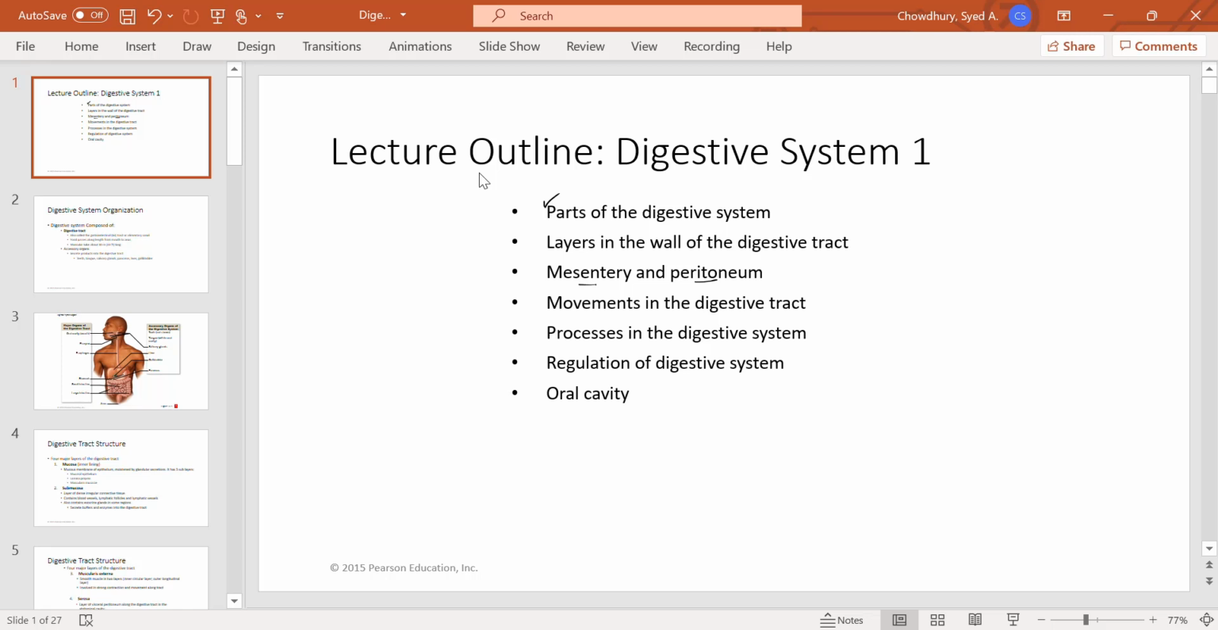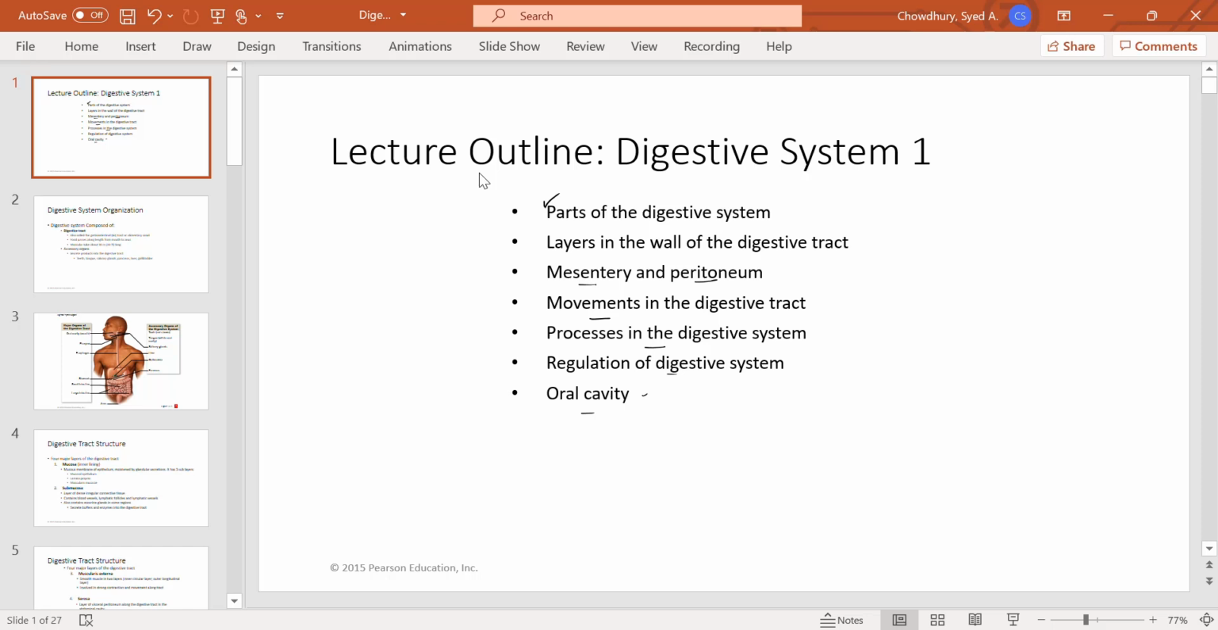Then we'll talk about different types of movements that occur in the GI tract or digestive tract. Then we'll talk about the processes in the digestive system, regulation of the digestive functions, and the structure of the oral cavity, which is the first part of your GI tract.